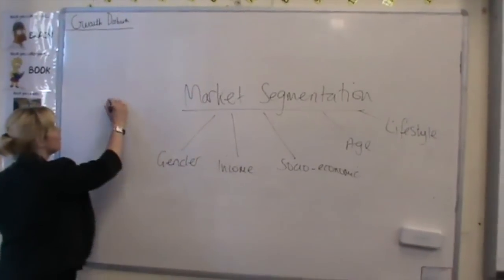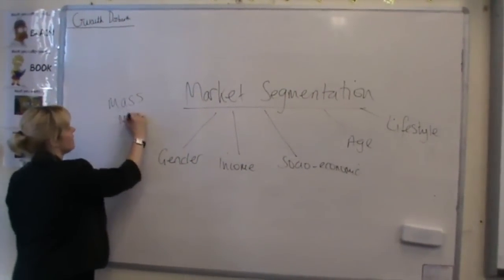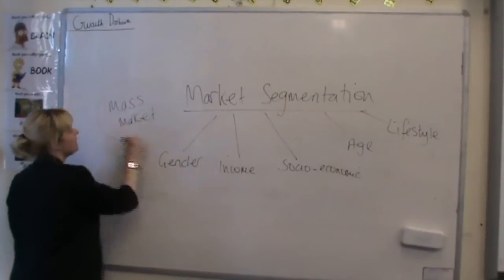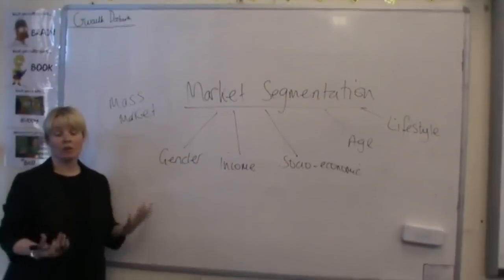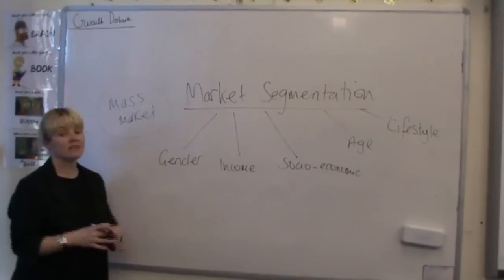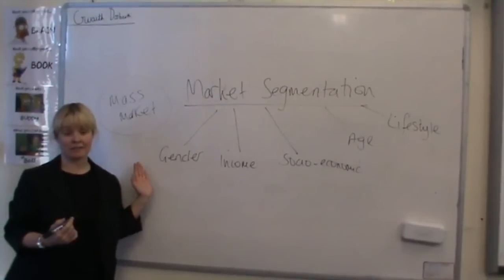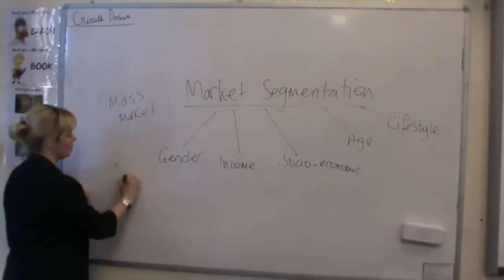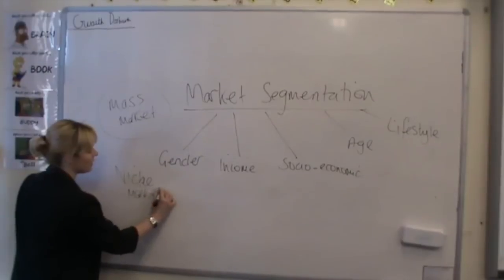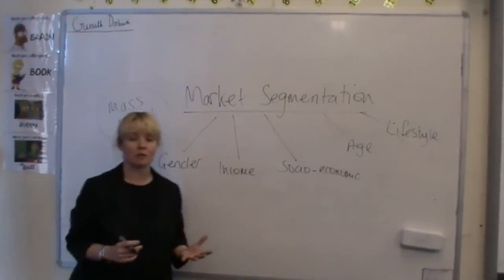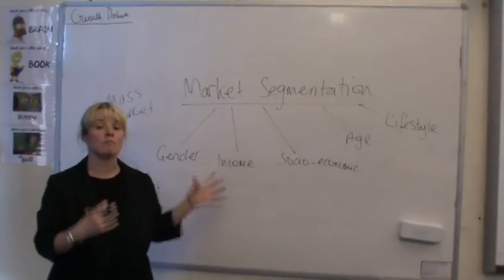Some businesses won't use market segmentation at all. They will just aim their product at the mass market. And they will try and get everybody who's interested in that drink or that product or that service to buy into it and to buy it. Alternatively, we've got what's called a niche market. And that's where a business will just aim its product at a particular small market segment.